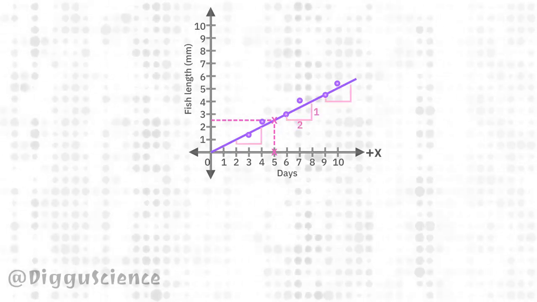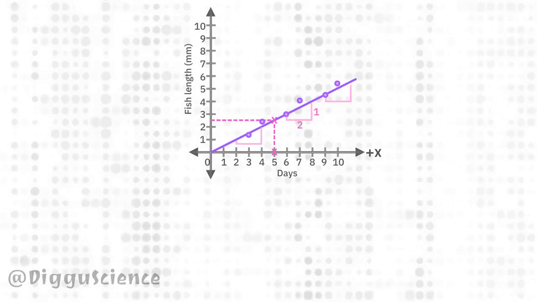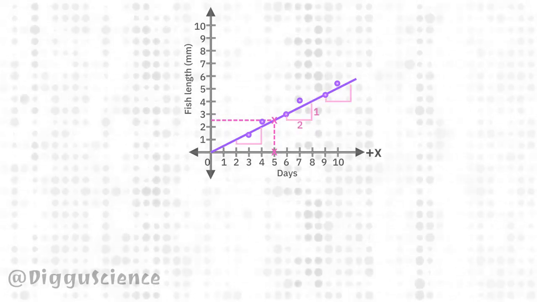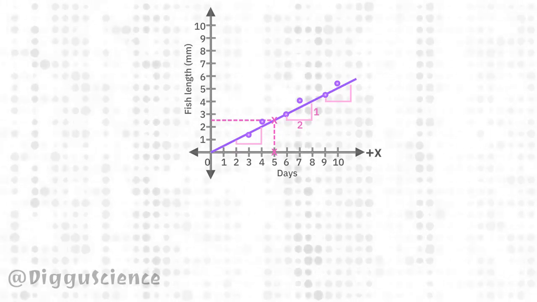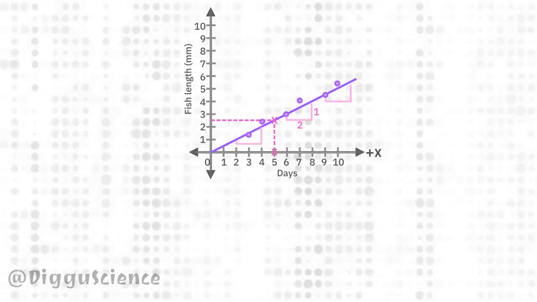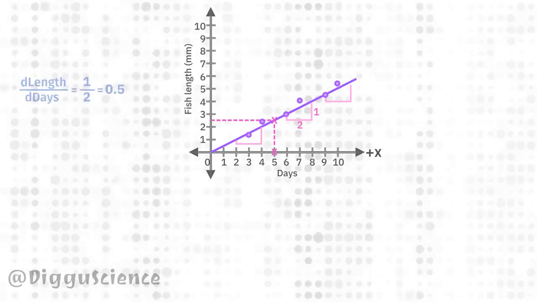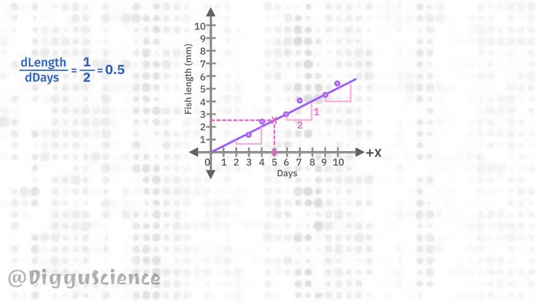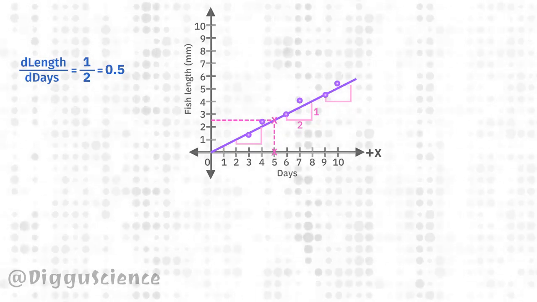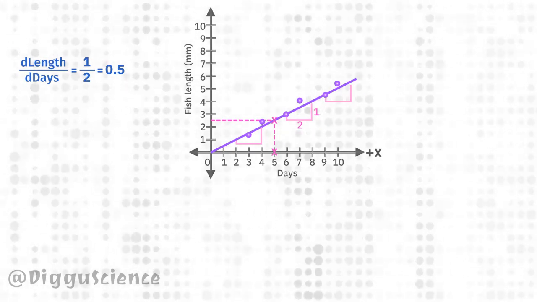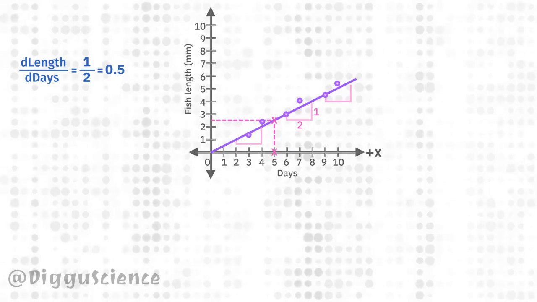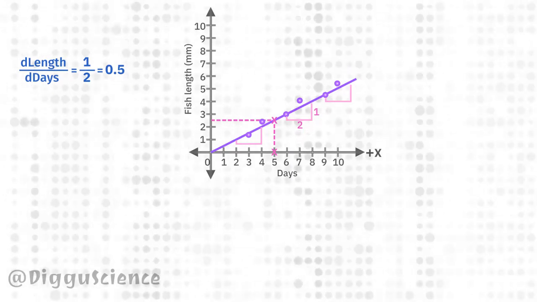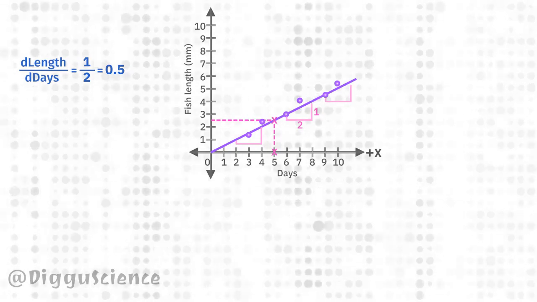Look at the curve more closely. Every multiple of 2 days, the length of the fish increases by 1 millimeter. The slope value of the line can be calculated through this value. The change in length per day is equal to 1/2, or 0.5 millimeters per day. This means that the fish increases in length by 0.5 millimeters every day. This value is the rate of increase in fish length.